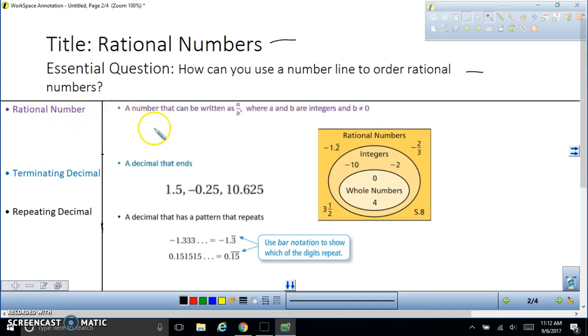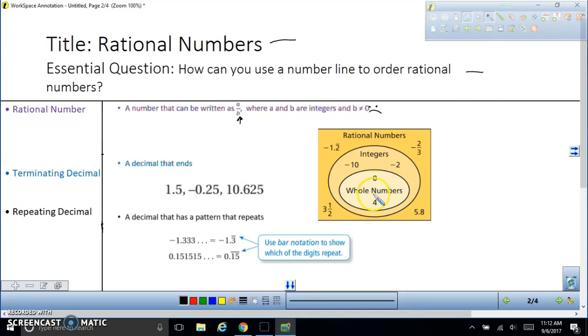A rational number is a number that can be written as a ratio, a over b, a fraction, where a and b are both integers, those negative and positive whole numbers, and b cannot be 0. It makes us super sad when b is 0 because nothing can be split up into no groups. It just never happens.